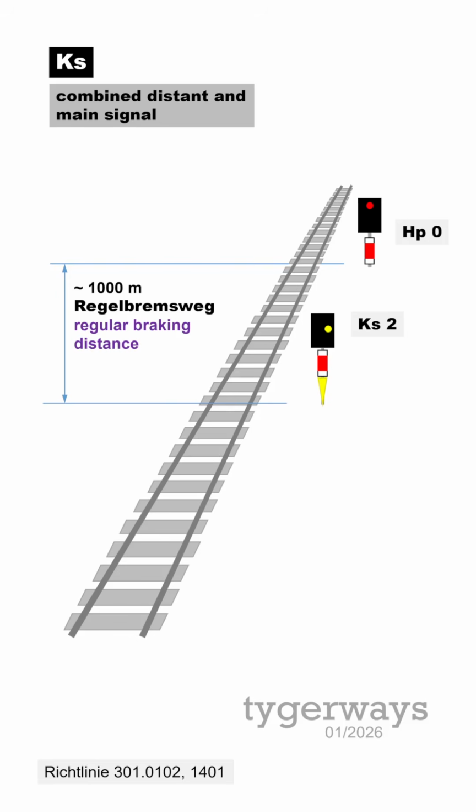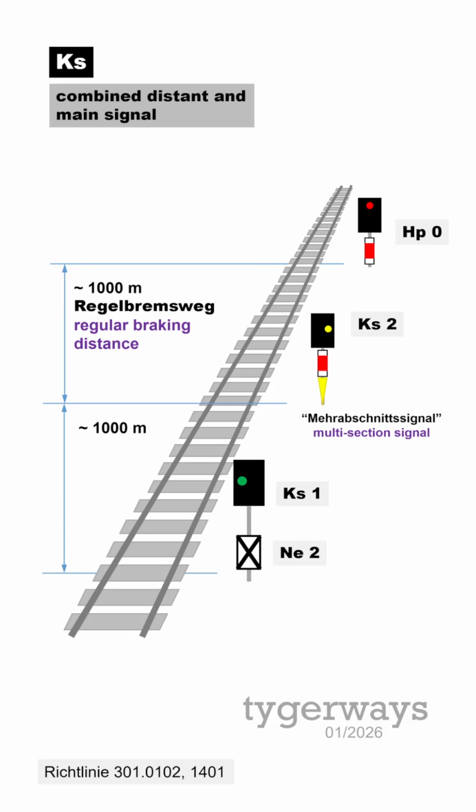You can see by this additional mast sign, the downward pointing yellow triangle, that this is a multi-section signal that works as a main signal as well as a distance signal, so that it can announce that you have to stop at the next signal. This signal itself as a main signal is then typically announced in the regular braking distance, again here in this example with another distant signal.